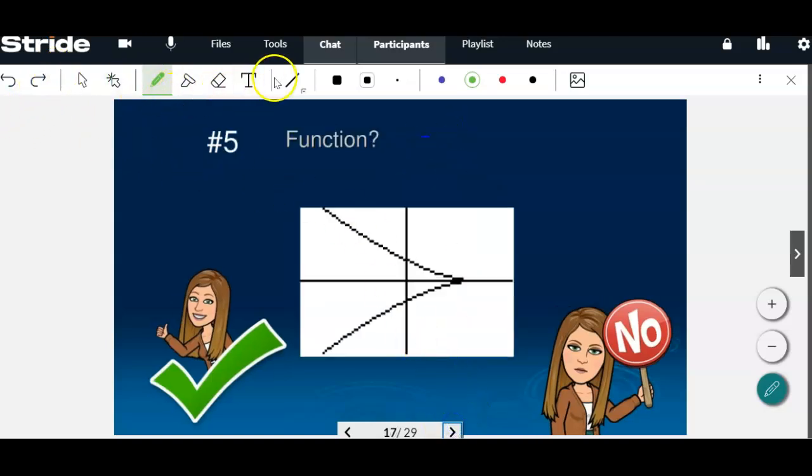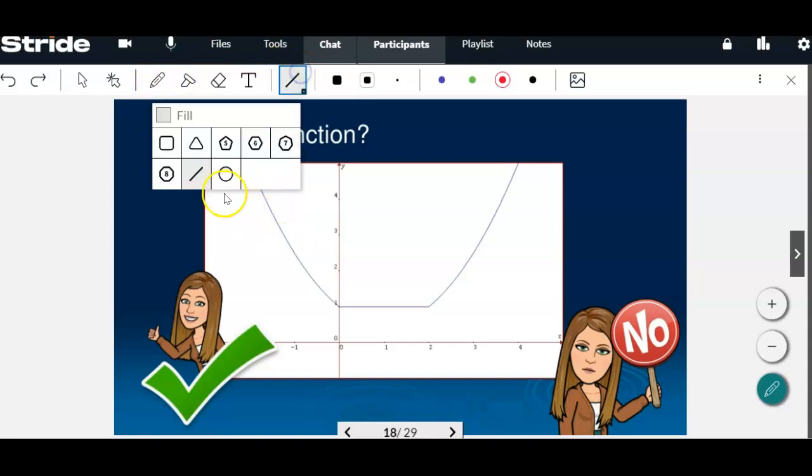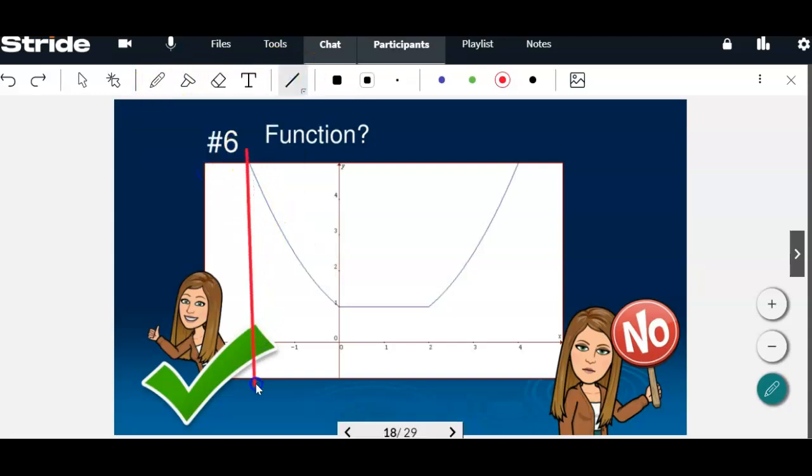This one, I'm going to do my vertical line. And you can see right away, touches more than one spot. So that is not. Okay, here. We're going to do vertical line. Oh, well, got red this time. All the way across, it only touches in one spot. So that is a function.